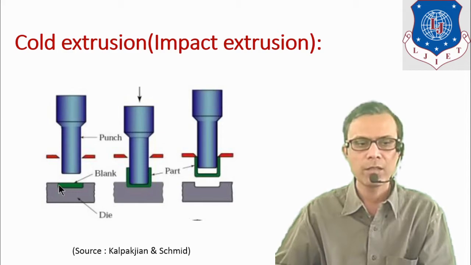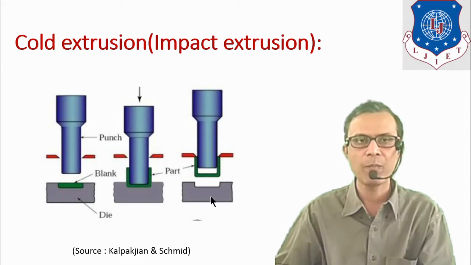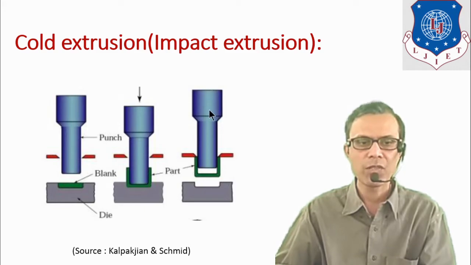It is a die, it is a blank or a slug, and it is a punch. These plates are known as stripper plates. So this blank is placed in this die and a high impact force is applied through the punch on this blank. It will take the shape as per the shape of this die and punch, and it will come out with the punch.